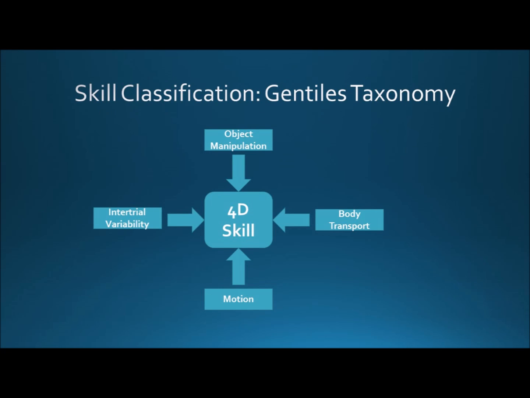Using Gentile's two-dimensional taxonomy, the drop punt is considered a 4D skill, which is considered the toughest skill to perform. This is because the drop punt involves object manipulation, such as when you drop the ball onto your foot. It involves body transport and is performed while in motion. And finally, intertrial variability, meaning the regulatory conditions of the skill can change from one trial to the next.